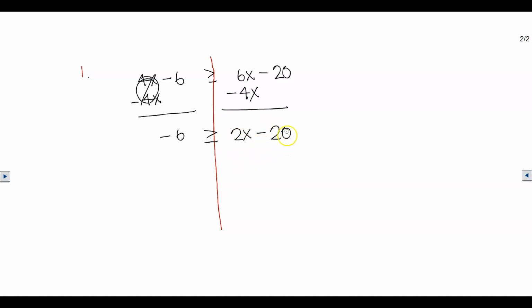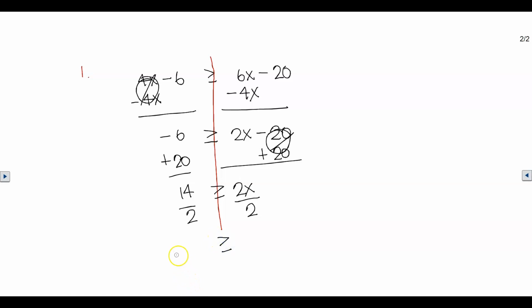All right, time to do step 4, undo addition or subtraction. So when I look at this problem, I see subtracting 20. So I'm going to do the opposite to cancel that out and add 20 to both sides. That gives me negative 6 plus 20 is 14, which is greater than or equal to 2x. And then my last step is to undo multiplying or dividing. When I look at this, I see that I am multiplying x by 2. So I will do the opposite and divide each side by 2. Is it a flipper? No, because I'm dividing by a positive number. So that will continue to be greater than or equal to, and I get 7 is greater than or equal to x.